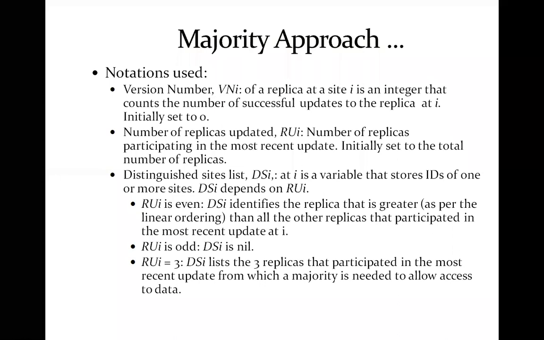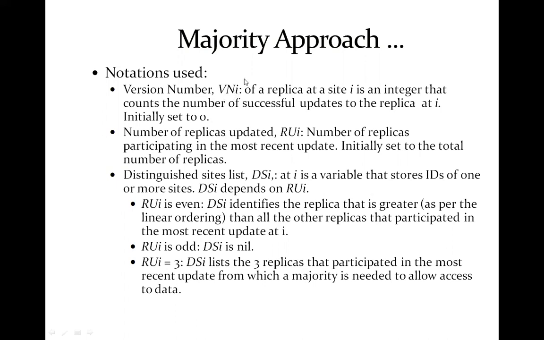The version number of a replica at a particular site I can be represented by an integer that is able to count the number of successful updates to that particular replica at site I. So we can say that initially VNi, which represents the version number of site I, is set to 0, and later on it is incremented by one after every successful update. So VNi is representing the version number.